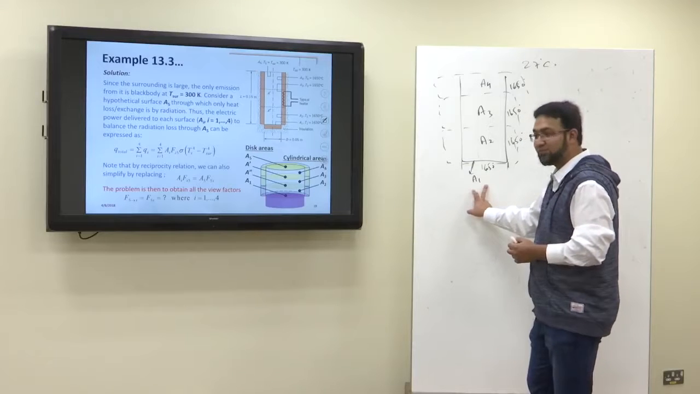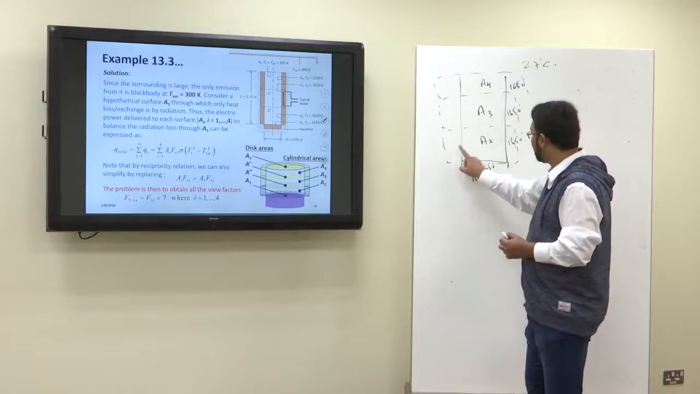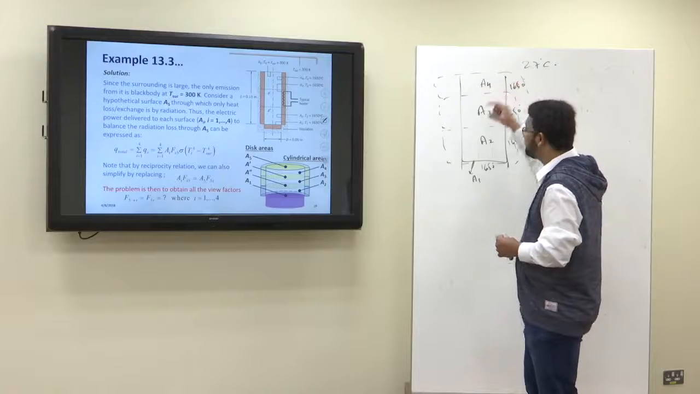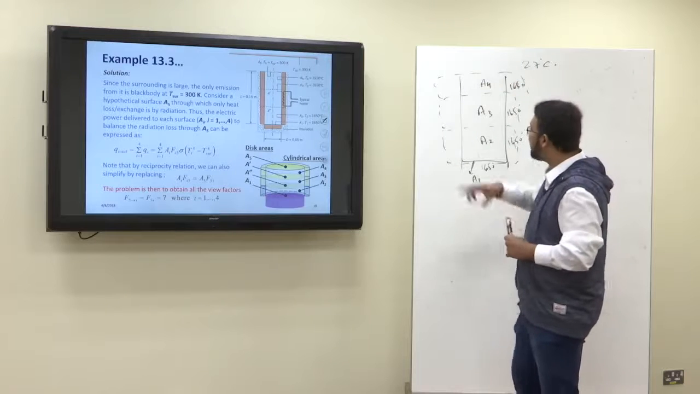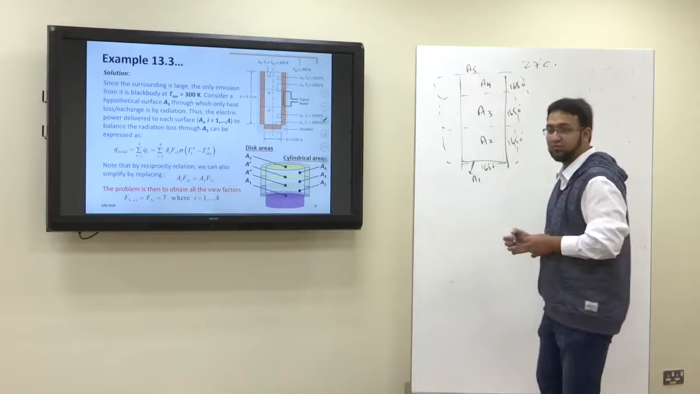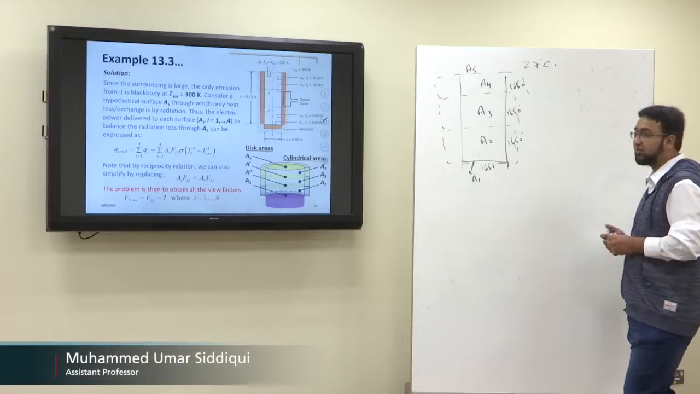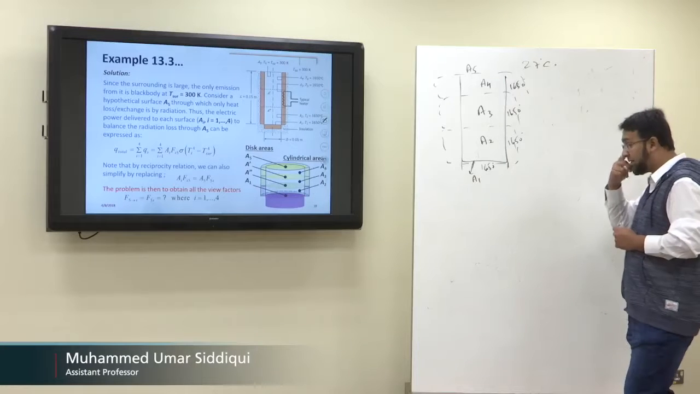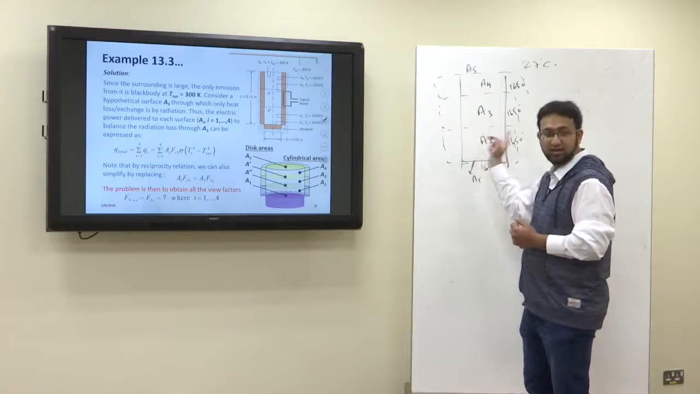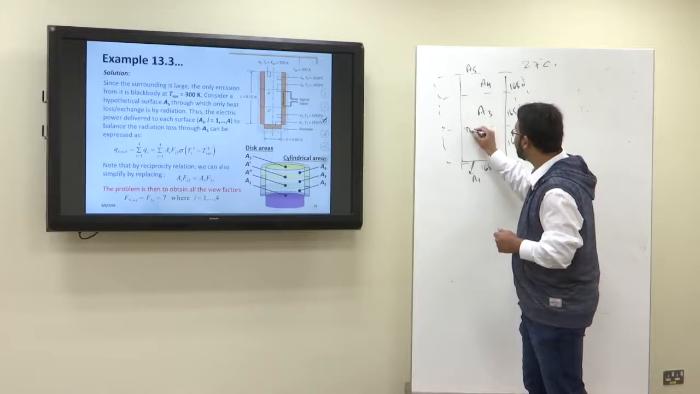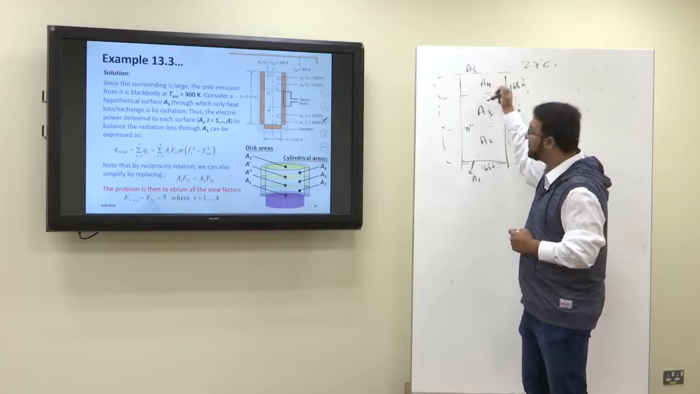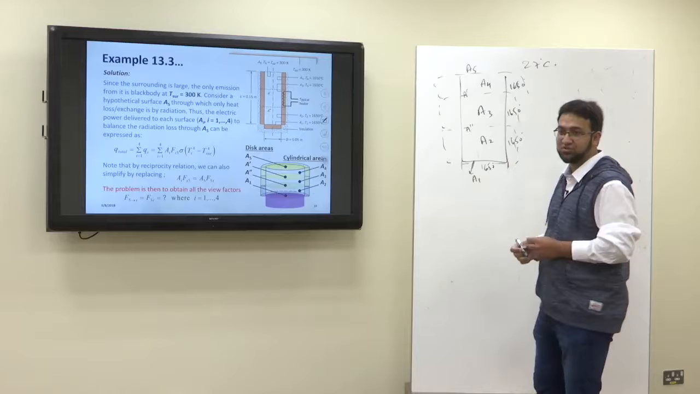So let's name this surface A1, the bottom surface, the bottom cylinder A2, the middle cylinder A3, the top section of the cylinder A4, and the imaginary surface at the top A5. We need two more imaginary surfaces. Between A2 and A3, an imaginary surface, we name it A double dash, and between A3 and A4, another imaginary surface, we name it A dash.